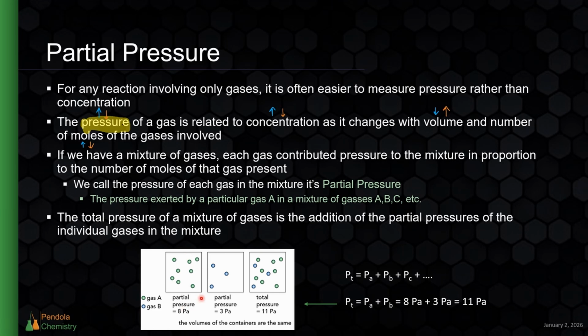So if gas A had a partial pressure of 8 pascals by itself, and gas B had a pressure of 3 pascals by itself, then to get the total pressure in the container where they're mixed, all we will have to do is 8 plus 3, or 11 pascals. So this is what partial pressures are. Partial pressures are the pressures of the individual gases in a mixture, whereas the total pressure is the mixed pressure, the pressure of all of the gases mixed together in the same container.